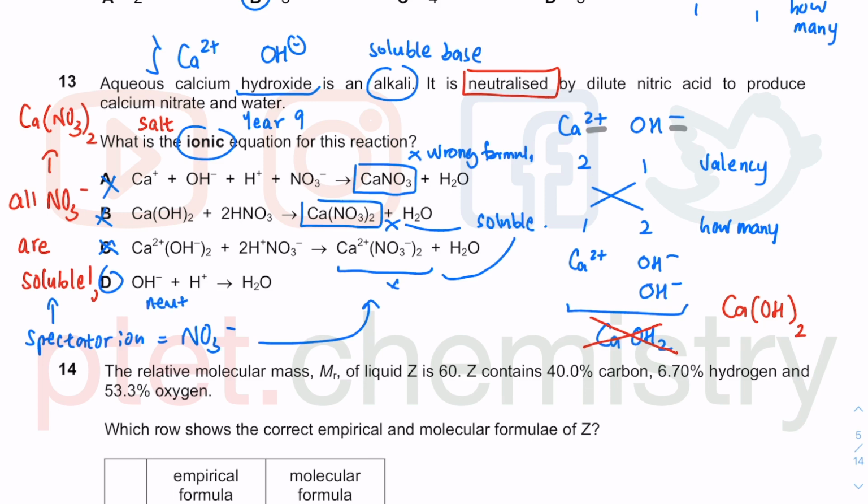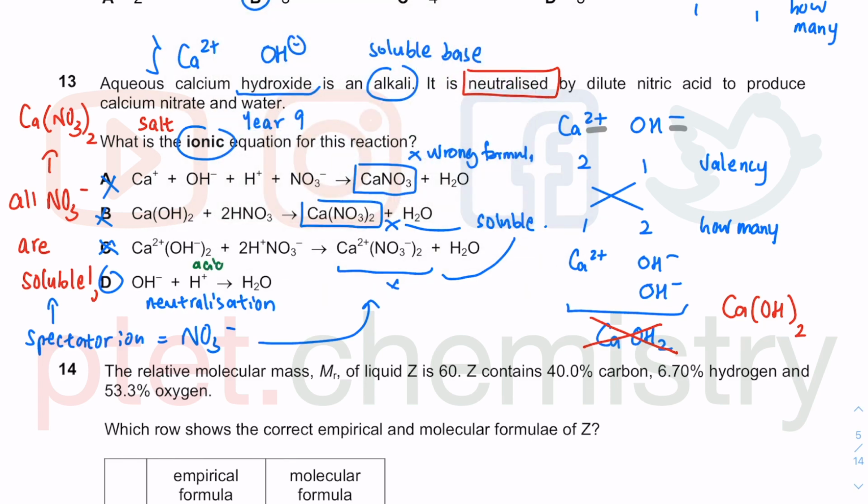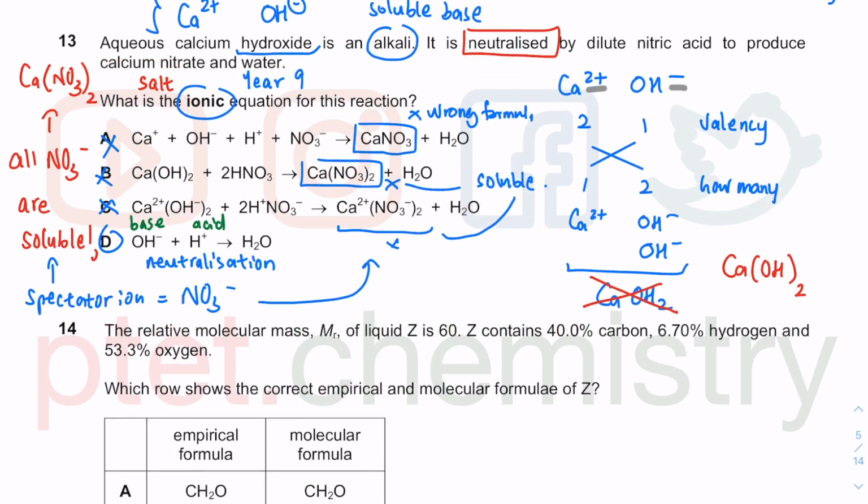Ionic equations, once you have been told it's neutralization, there can only be one ionic equation. H+ from the acid. Acid gives you H+, the base or the alkali gives you OH-. You don't get the salt there, it's just water formed there.